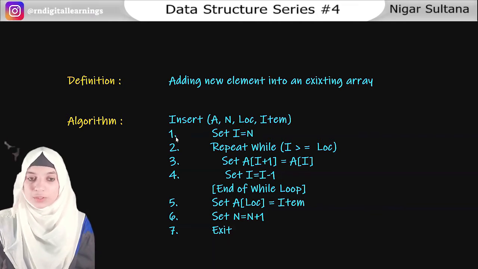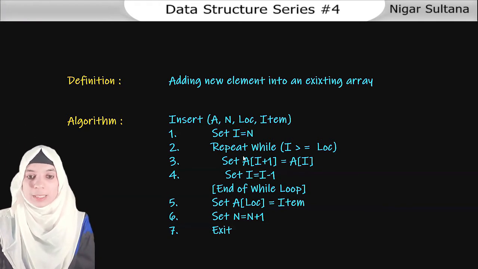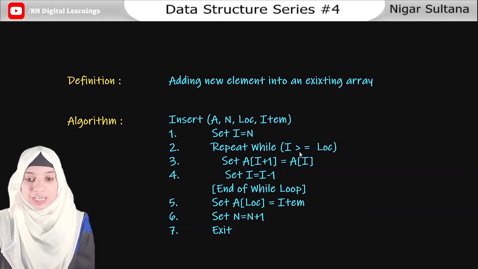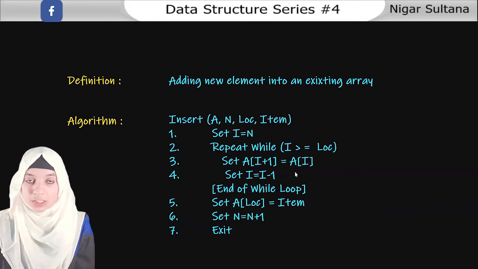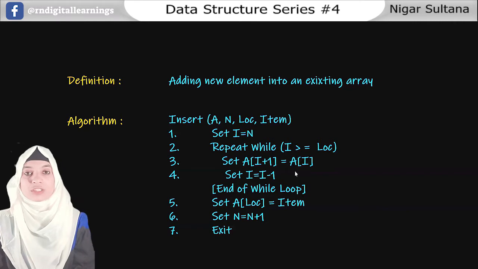So now let's see what is the first step. First step is I will initialize the I value with the size of an array. Suppose the size of an array is 4. 4 will be given to I. So now the next step is I'll be running the while loop until what condition? I'll check the condition whether the I value is greater than or equal to the location. If this is true, I'll enter into the while loop by setting the value of A of I plus 1 equals A of I. Means what? Before we insert any element, I need to move all the elements to the next position.